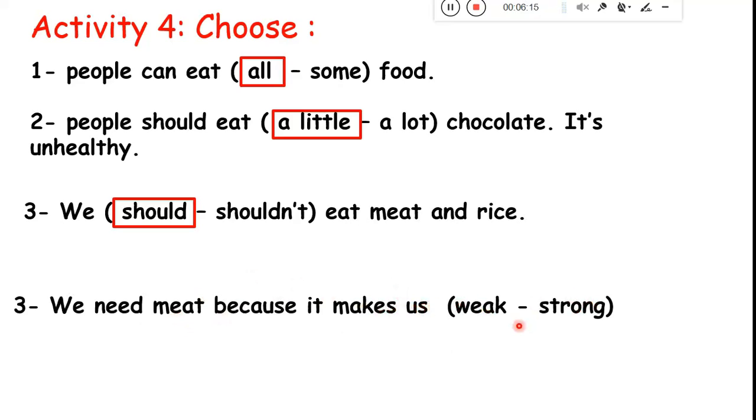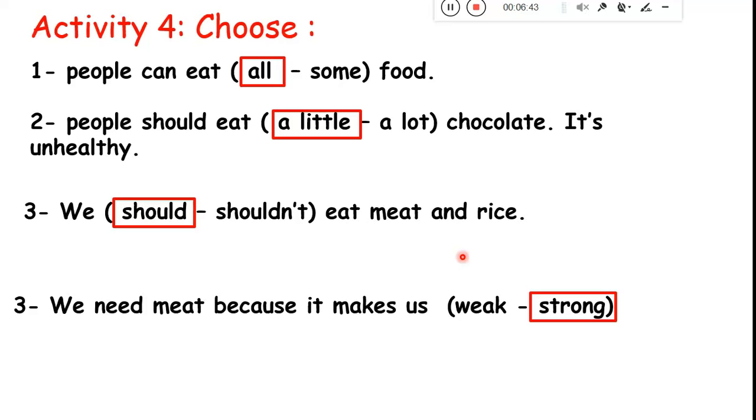The right answer is 1, 2, 3. Strong. If you got your answers right, please clap to yourself. If you got your answers right, like me, please clap to yourself. If your answers are correct, give yourself a clap. And well done for your great job. You did a great job.